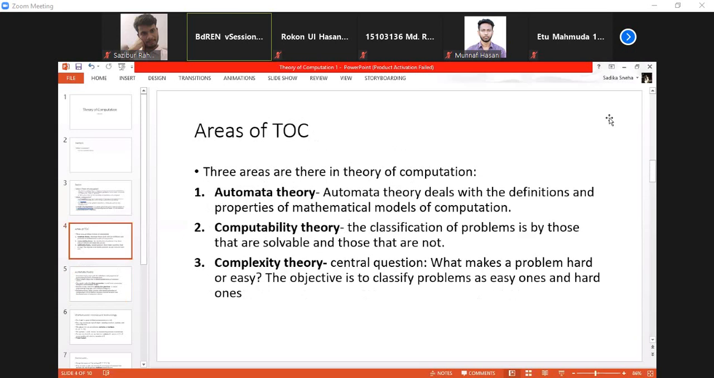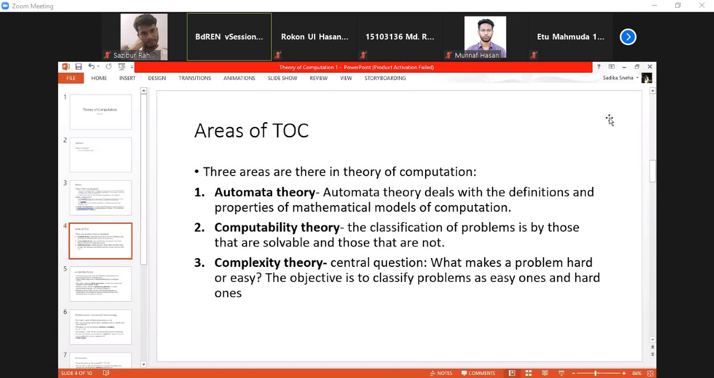Now we have two more theories: computability theory and complexity theory. Last day we talked about computability theory, which tries to find out which problems are solvable by the computer and which are not. So a computer cannot solve all the mathematical problems. For example, in a book I have found that no computer can do this. I have not verified it, that's why I am mentioning the book.